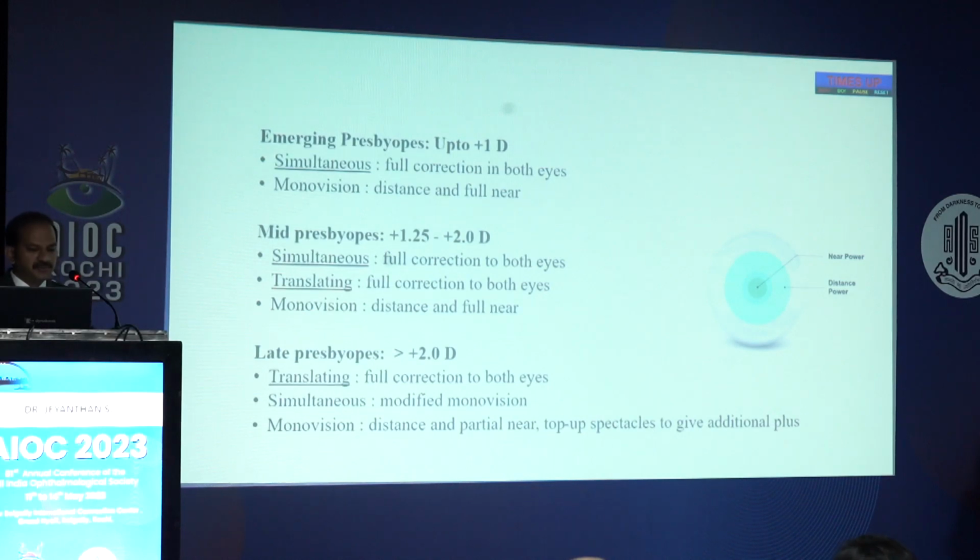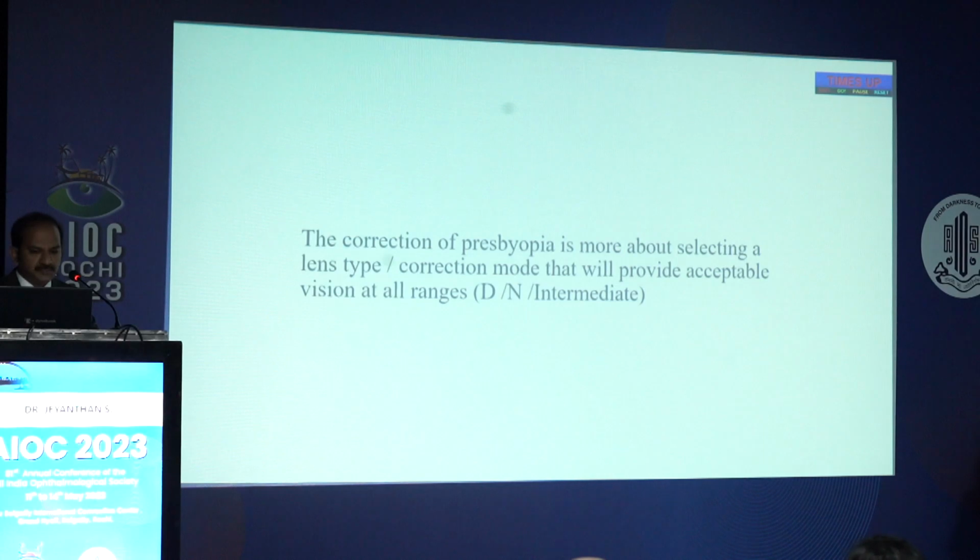But for late presbyopes of more than 2 diopters, translating is always going to be the best option, followed by monovision. So the correction of presbyopia is more about selecting the right lens and also the right patient that will provide acceptable vision at all ranges, both for distance, near, and intermediate. Thank you.